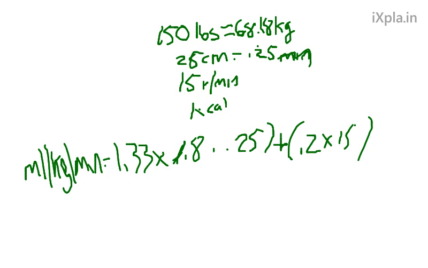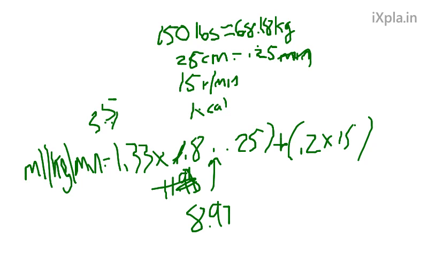Do this, equals 11.97, I believe. Oh, forgot, plus 3.5. Always plus it by 1 MET. That equals 11.97, I believe. Is that right? No, that's not right. That equals 8.97. Wow, I'm doing horrible over here.